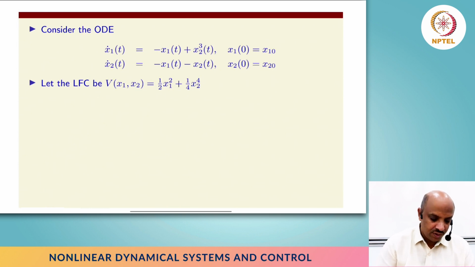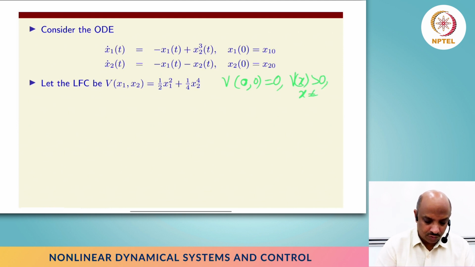and the next example is again a nonlinear example. We have these state space equations x1 dot and x2 dot, and this V of x1, x2, and clearly V of 0, 0 is 0, and then V of x is positive for all x non-zero.